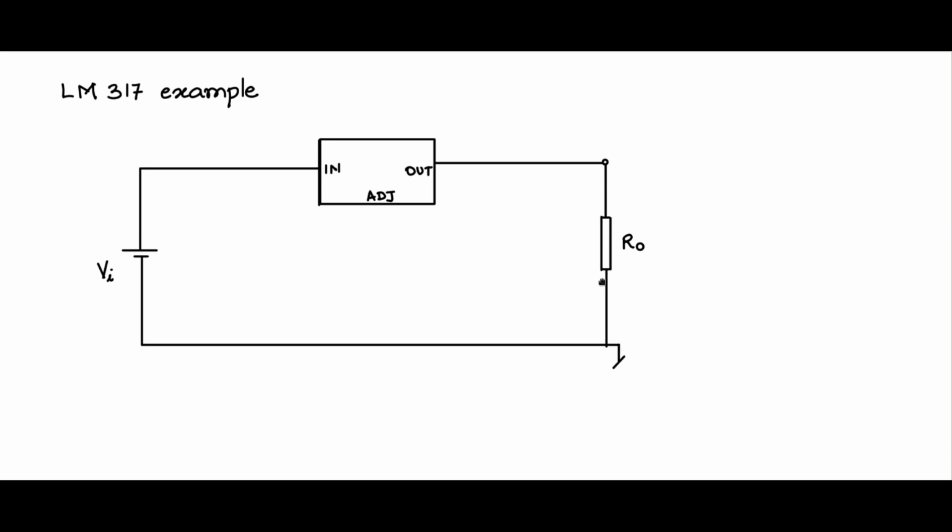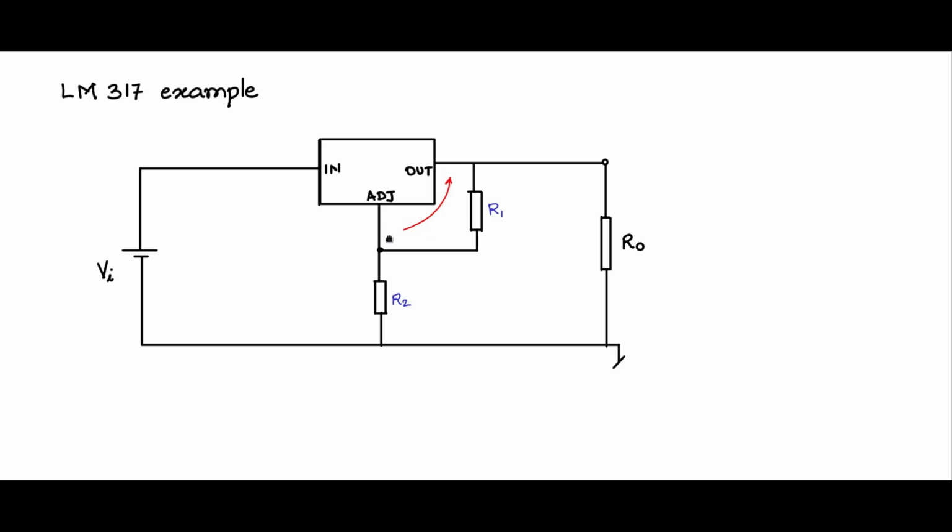Now the adjust pin is brought down. Connect a resistor here like this, and from here you connect another resistor in this fashion. Name this as R1, name this as R2. How do we choose R1 and R2?